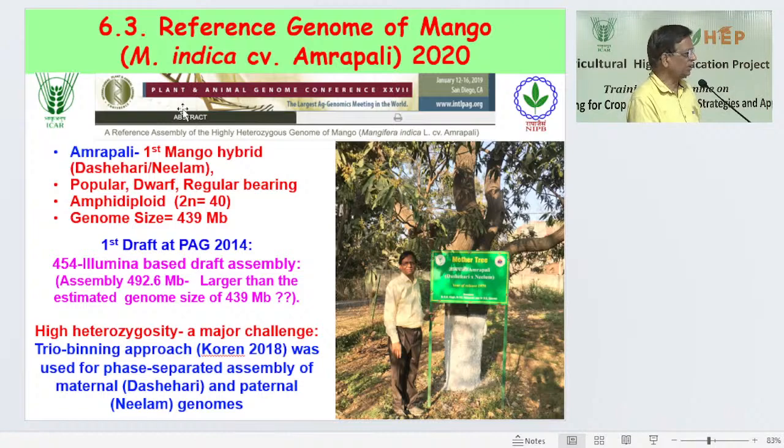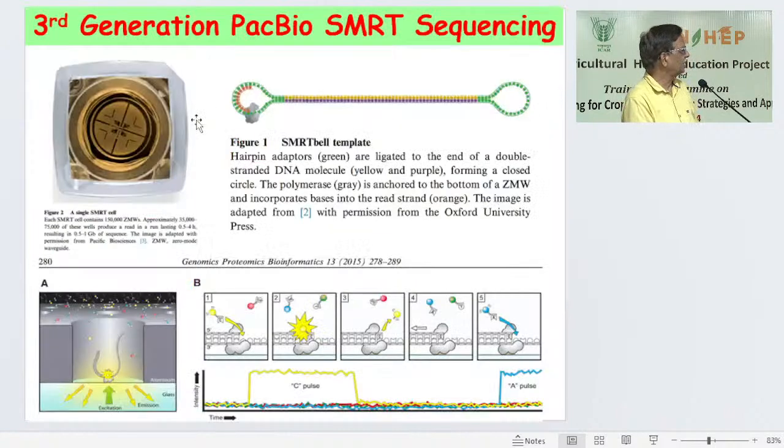So what is this new technology? It is called single molecule real time sequencing. Now at present there are two technologies, one is PacBio and the other is the Oxford nanopore technology, and this is the PacBio real time sequencing. So what is the difference between the second generation and the third generation?